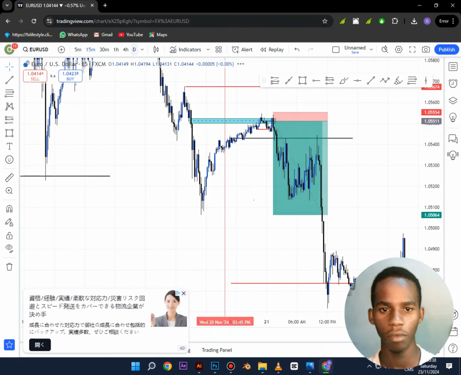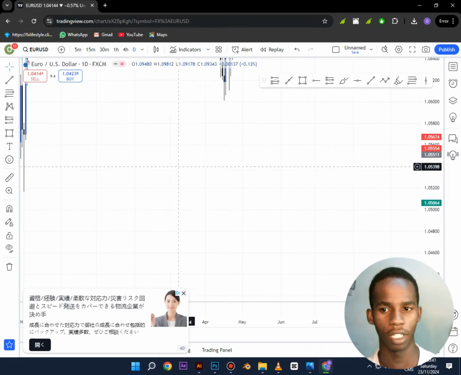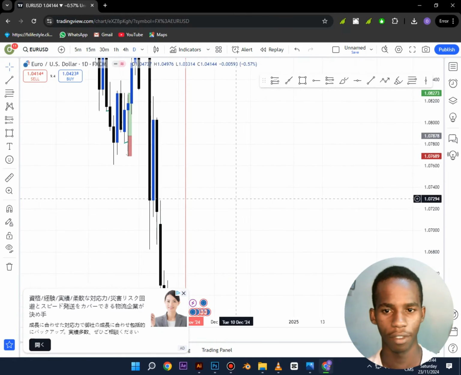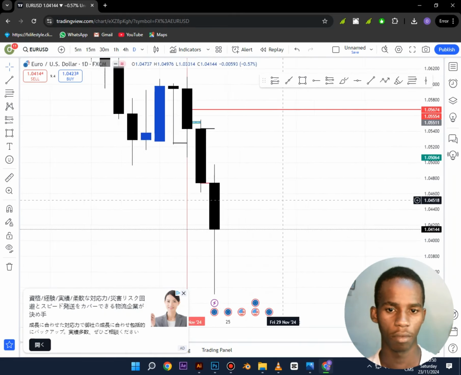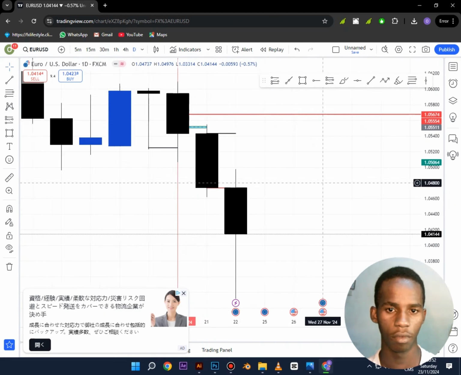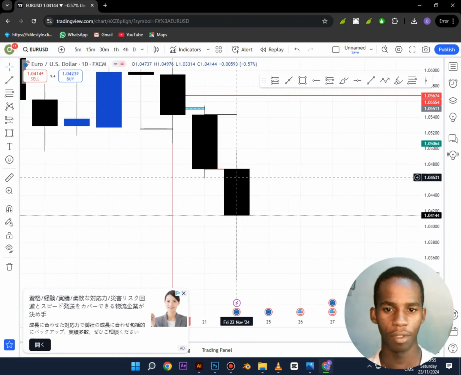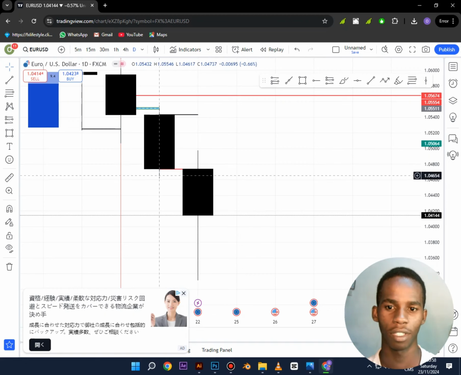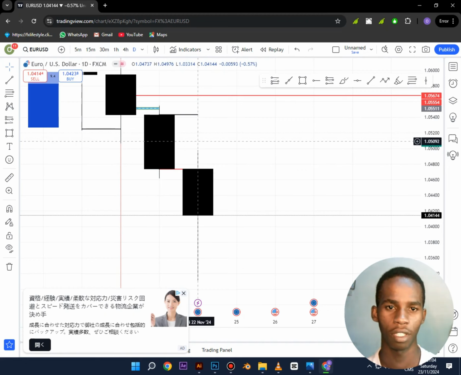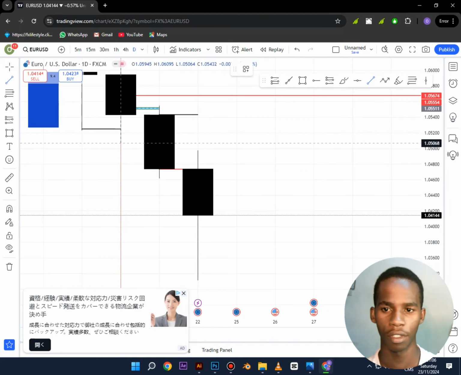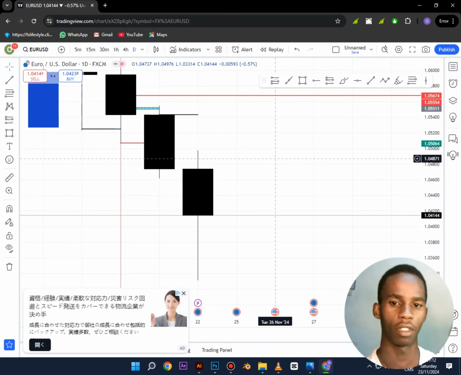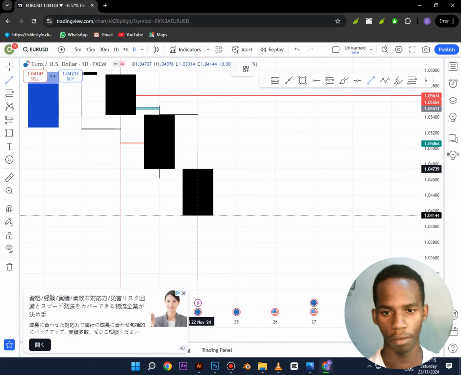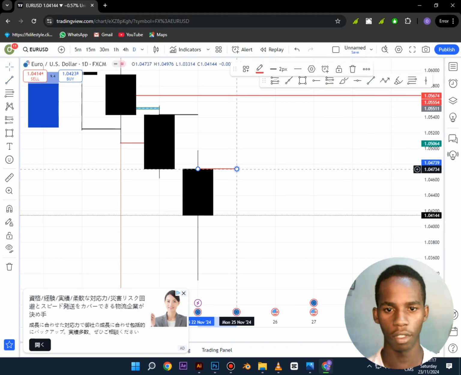When I drop down to the daily time frame again, we also have this one. Since this candle took out the low of this one, I can mark it out as well, and maybe I'll use blue for this week. There we go.